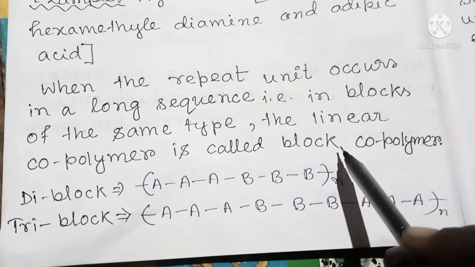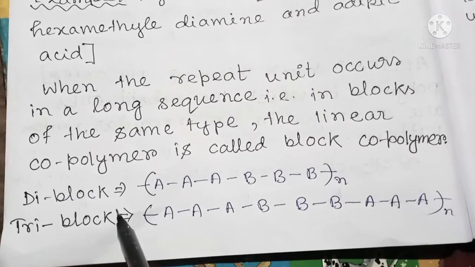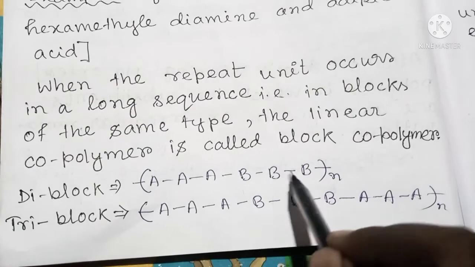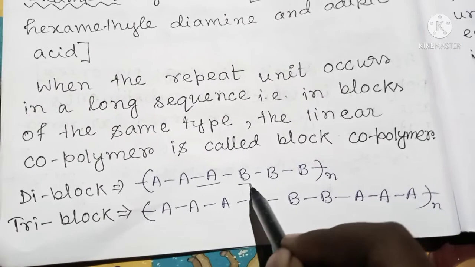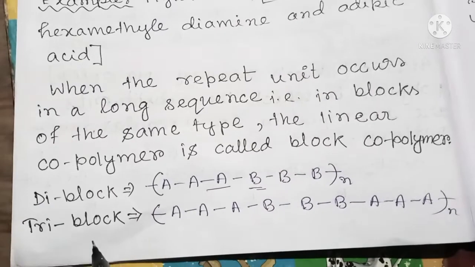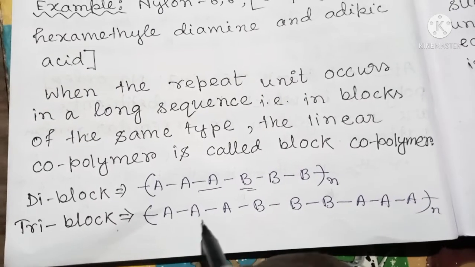For a diblock: A A B B. Here the repeating units are A and B. For a triblock, that means A A B B A A. Here the repeating units are A, B, A.